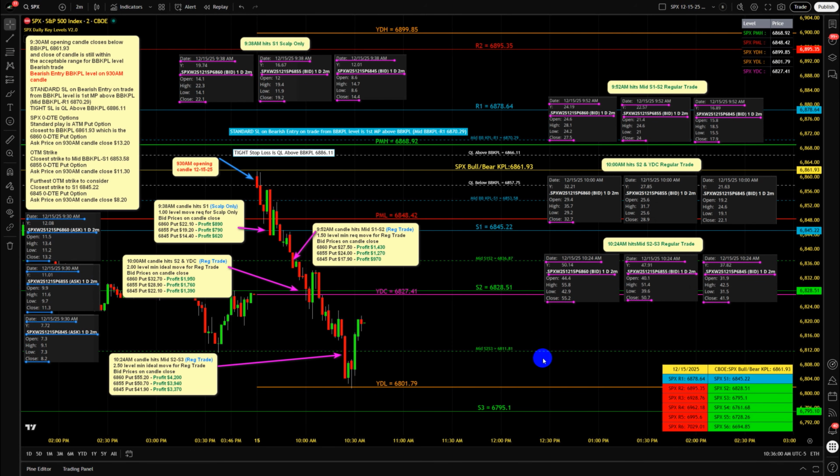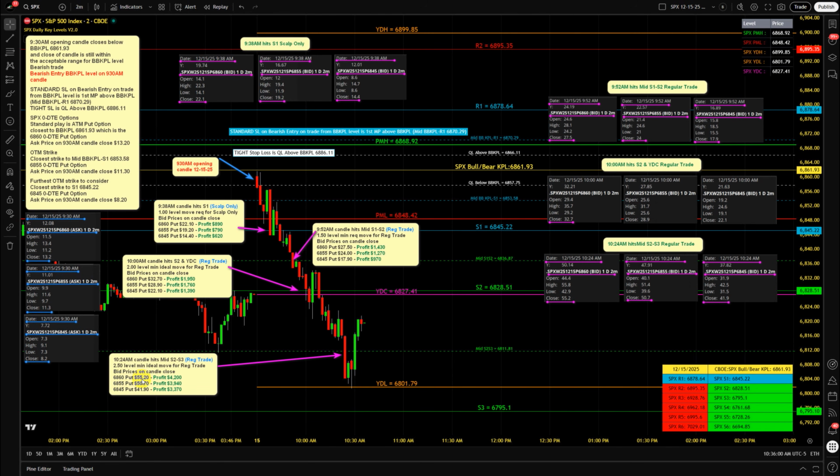And as you can see here, it is positioned below the 2.5 level move here, so it's a good bet that this move was seeking out the YDL, and so staying in for the 2.5 level move, the odds were in your favor here.